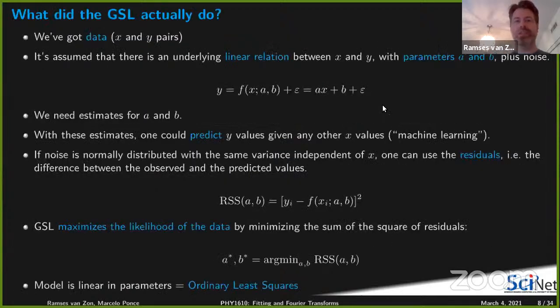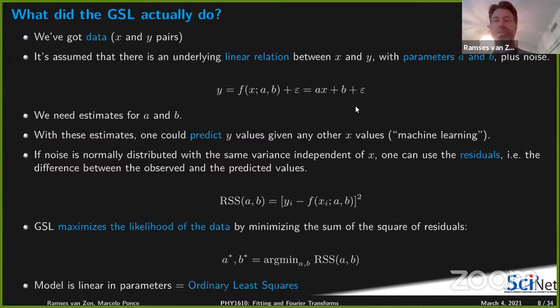Okay, so what has GSL really done? What has the GNU Scientific Library really done here? We started with some data, X and Y pairs. We assume there's a linear relationship between X and Y, right? So we don't know anything about how it was generated. GSL definitely doesn't know it. But because we're using GSL_linear fit, we assume a linear relationship.